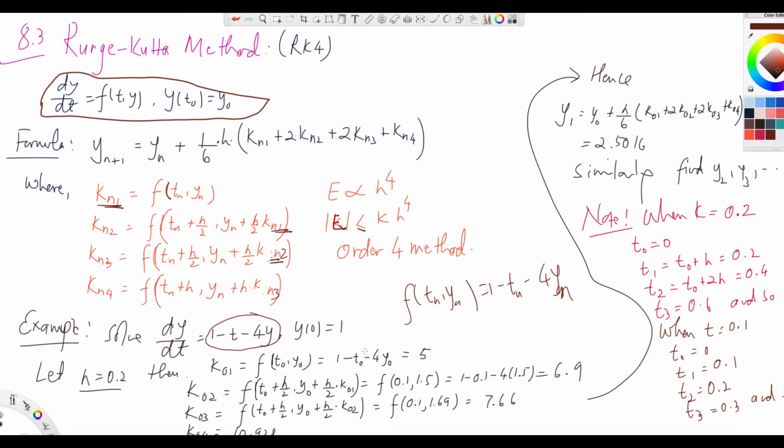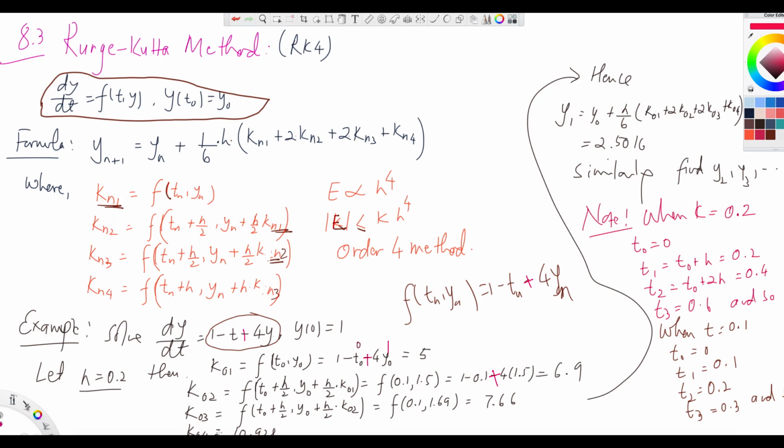Because the value of t0 is how much? The value of t0 is 0, right? And then what is the value of y0? y0 is 1. So sorry, this is plus. This is plus. Okay, this is what you get, 5. Similarly, oh, this one is also plus. Similarly, k02 is t0 plus h over 2, because we are replacing n by 0. So for n equals 0, you need to find out all those 4.